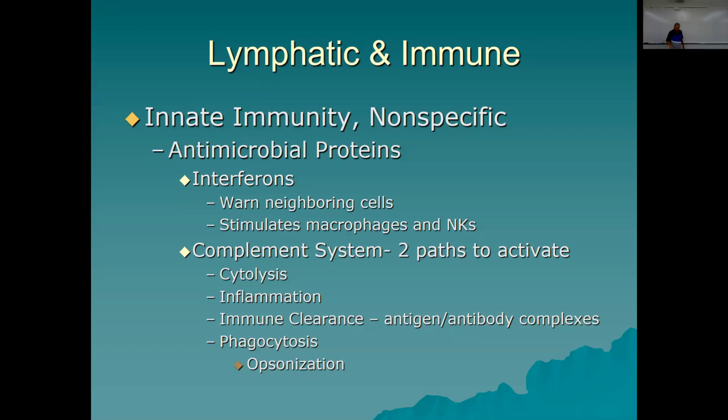Complement system. This is a diverse array of proteins. These are inactive proteins floating around in your blood, and they're activated two ways. There's a classical pathway and an alternative pathway. It's important to understand that. One is in which a complement protein binds to an antibody that's attached to an antigen, and sometimes they can be activated just by the surface proteins of bacteria.